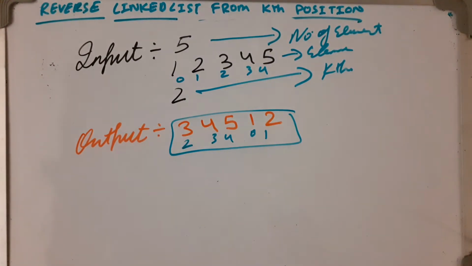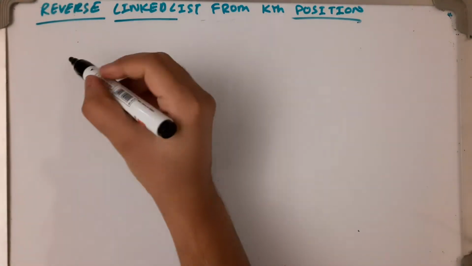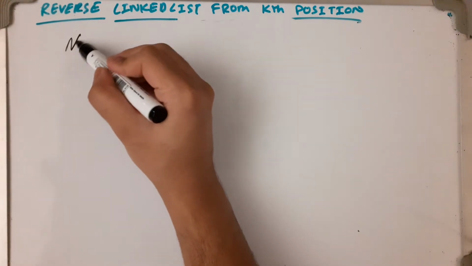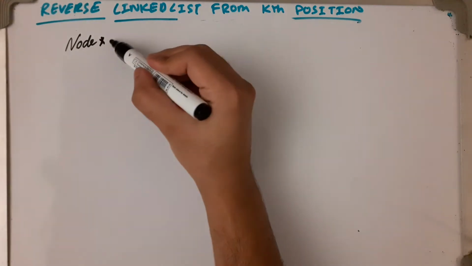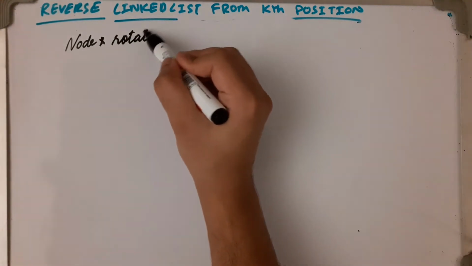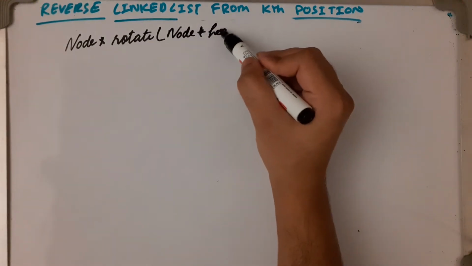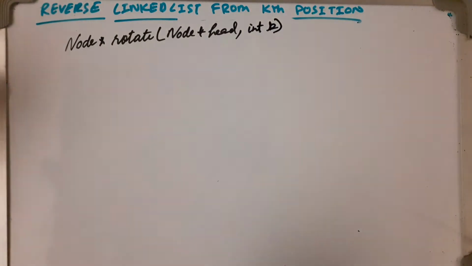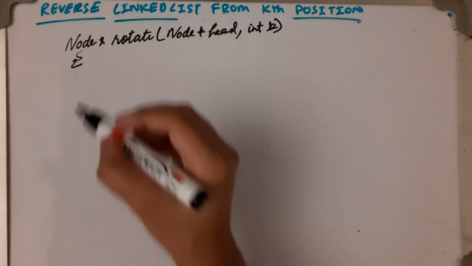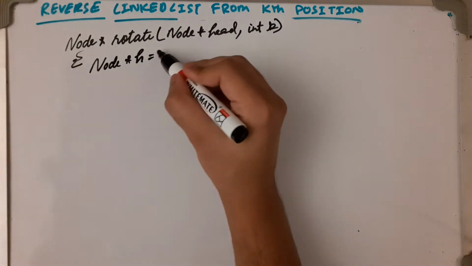Okay guys, let us start with the program. We are creating a function named rotate, in which we are returning a node. We are getting a node, a head pointer, and the kth element from which we have to rotate. Now we have declared another node h equals to head.